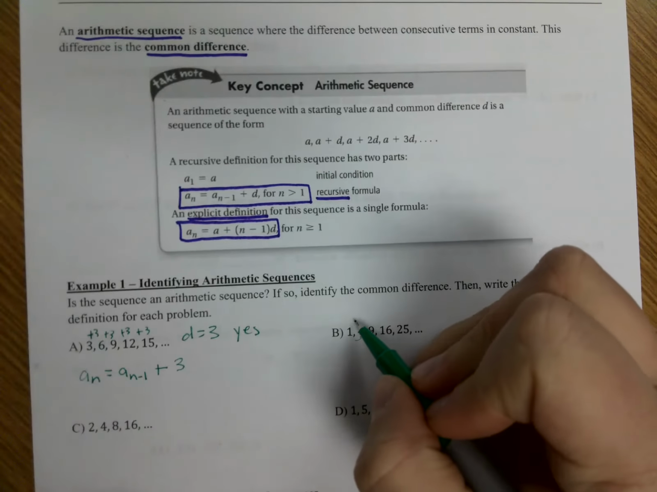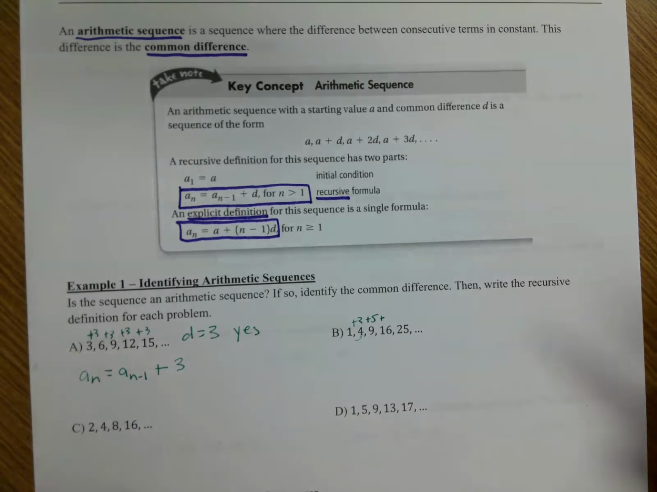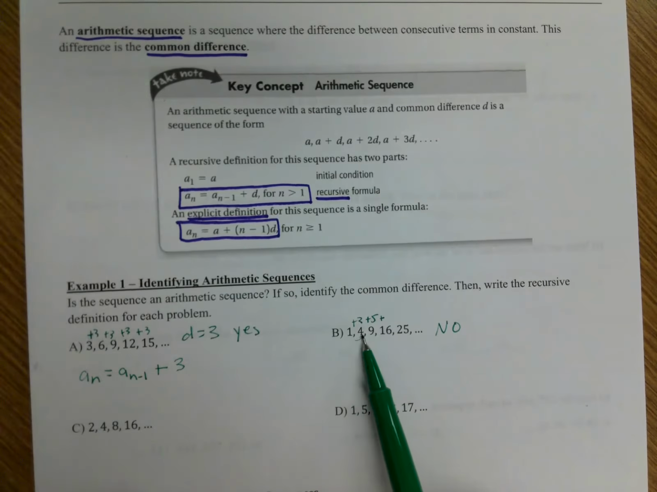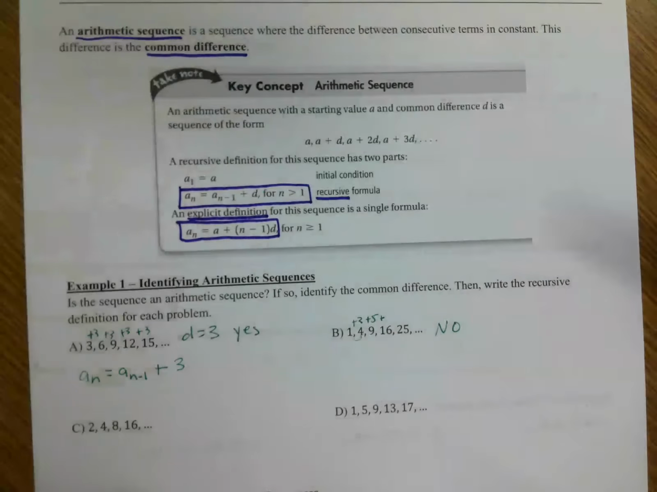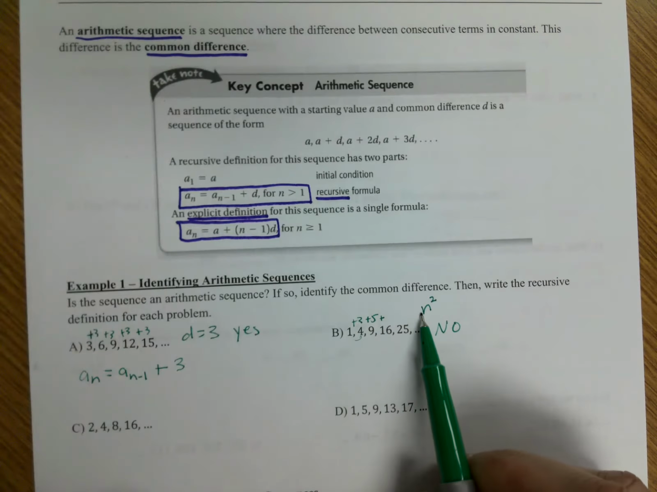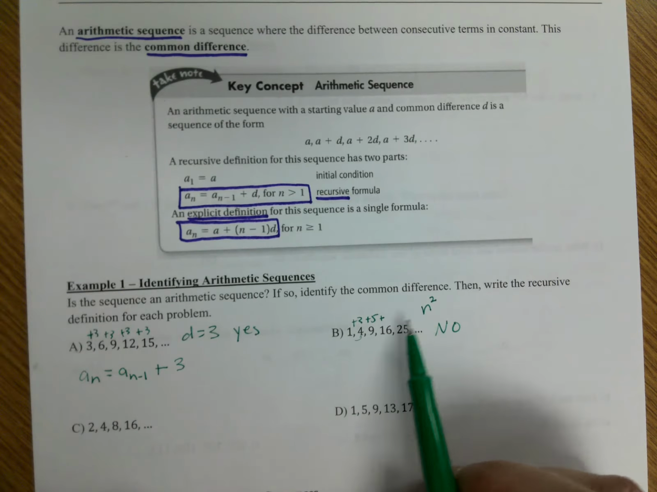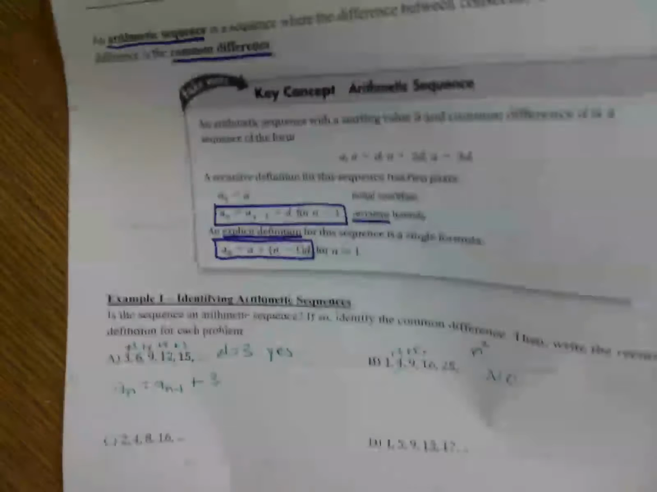Here I would have to add 3. Here I add 5. There's definitely a pattern here, but this is not a common difference pattern. If you notice, these are special numbers. These are perfect squares. If I want to write this, again, this is not a common difference, but it would be n squared, because 1 squared is 1, 2 squared is 4, 3 squared is 9, but not a common difference question.